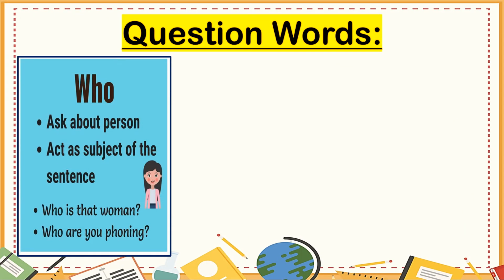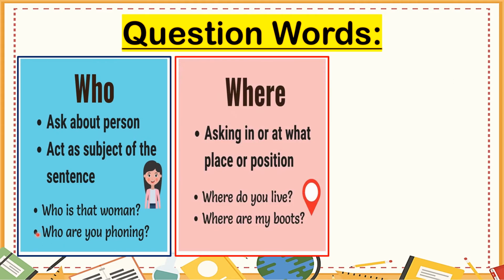Question words. The first question word that we have is who. Ask about person, act as subject of the sentence. Example, who is that woman? Who are you phoning? The second question word that we have is where. Asking in or what place or position. Examples, where do you live?